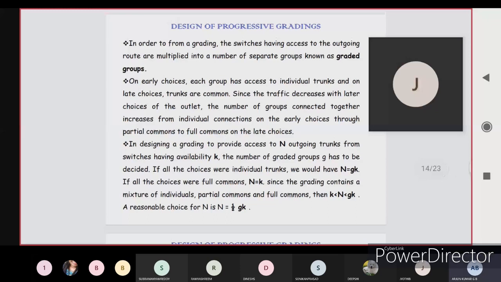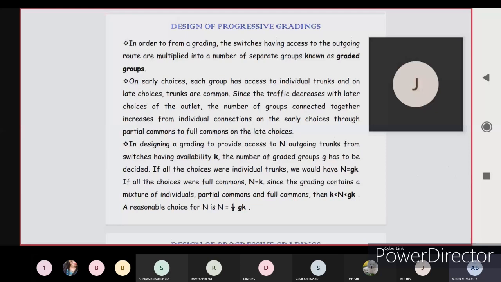The number of graded groups will be represented by G. G, the graded group, has to be decided. Now in grading, how many lines should be common for both the groups, group 1 and group 2? That is called G.